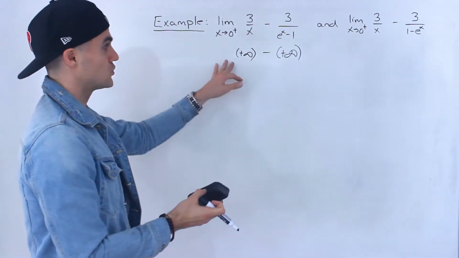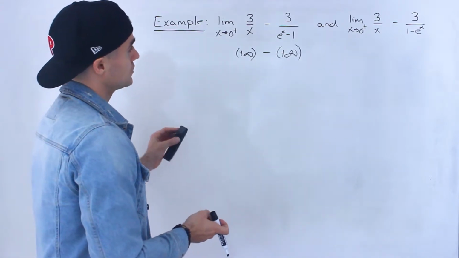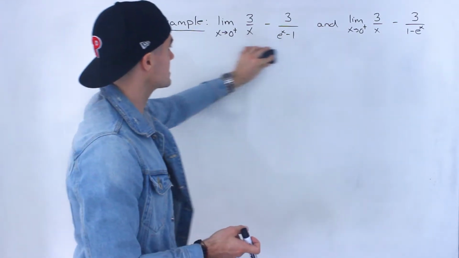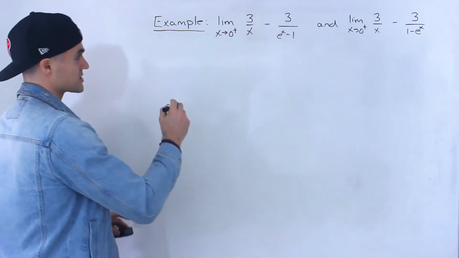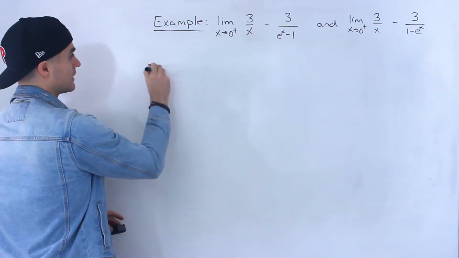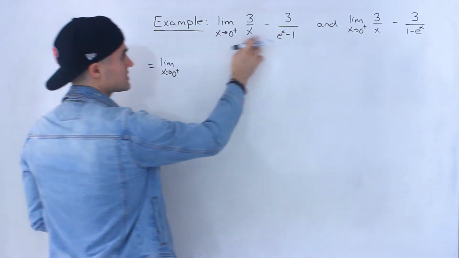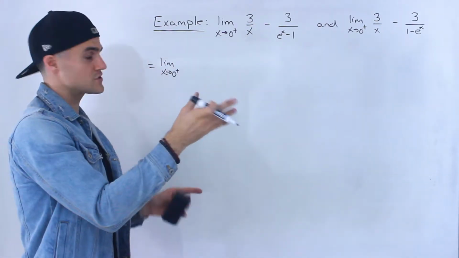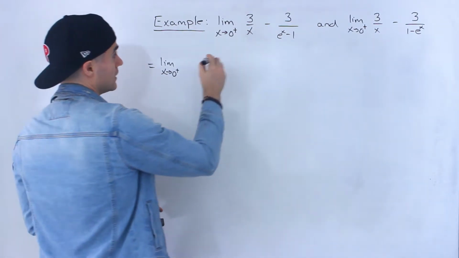Okay, we can't do this direct substitution. So what we can do is we can actually take this and combine it into one expression. So we can get a common denominator, which notice these are two factors that are totally different. So the denominator would be both of these factors multiplied together.